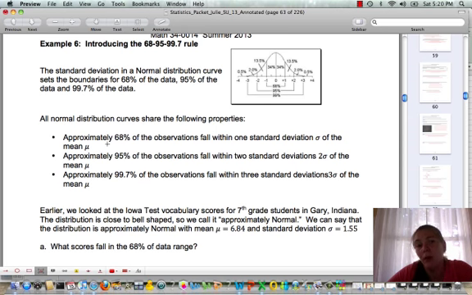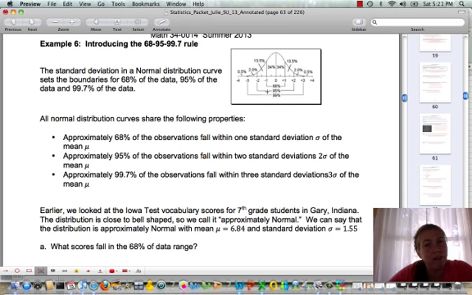So we say approximately 68% of the observations fall within one standard deviation, and we use this sigma from the Greek letter, of the mean, and we use the Greek letter mu. So sigma, you can draw just like a circle with a line at the top. You can make a kind of messy S shape. It's the Greek letter for lowercase s, and we use it for standard deviation.